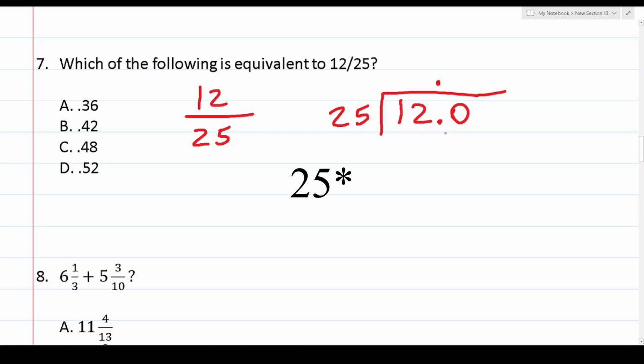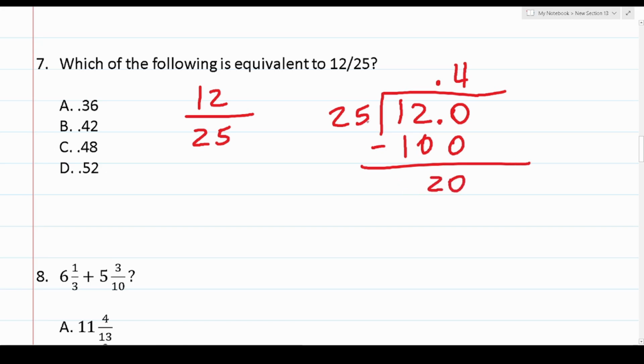Well, 25 times 4 is 100. 25 times 5 is 125, which is too big. So this has to be 4. 120 minus 100 is 20. Now the question is, how many times does 25 go into 20? It doesn't, but that said, we have a free 0 here that we can bring down. And the question is, how many times does 25 go into 200? Well, 25 goes into 100 4 times, therefore 25 goes into 200 8 times. 25 times 8 is 200, so we can see there's no remainder.